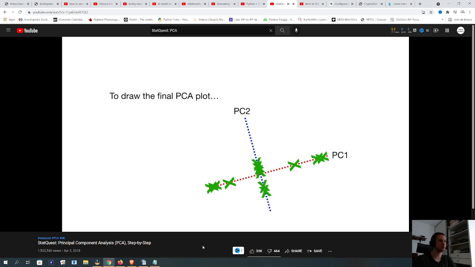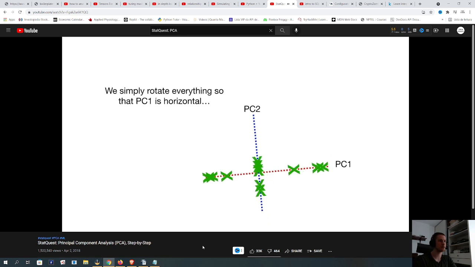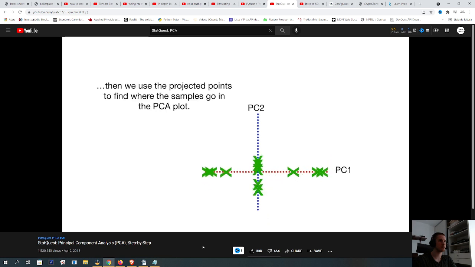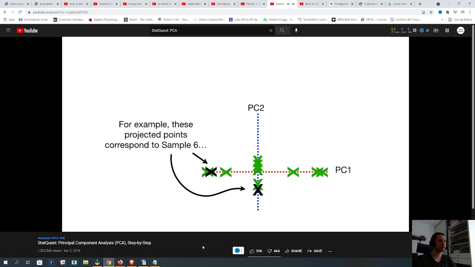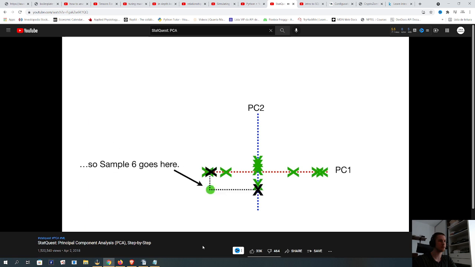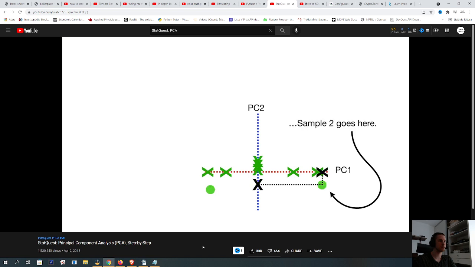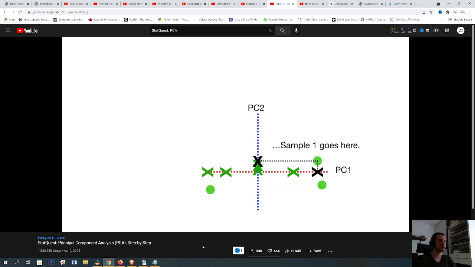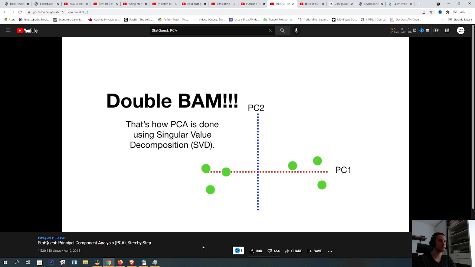To draw the final PCA plot, we simply rotate everything so that PC1 is horizontal. Then we use the projected points to find where the samples go in the PCA plot. For example, these projected points correspond to sample 6. So sample 6 goes here, sample 2 goes here, and sample 1 goes here, etc. Double bam! That's how PCA is done using singular value decomposition.